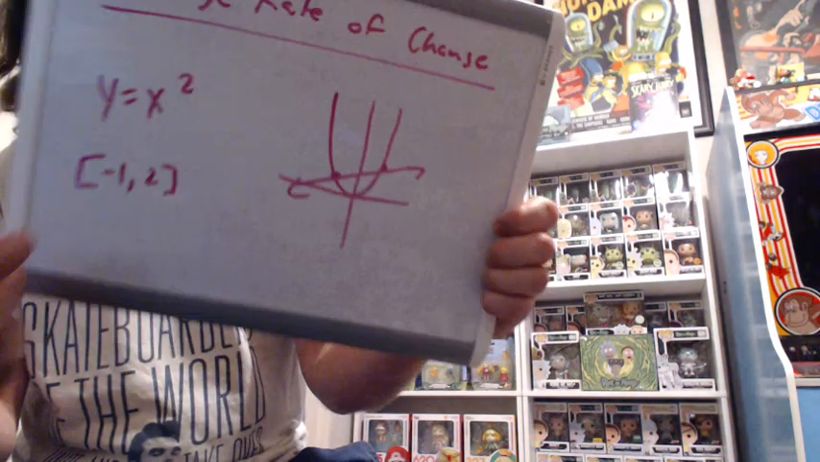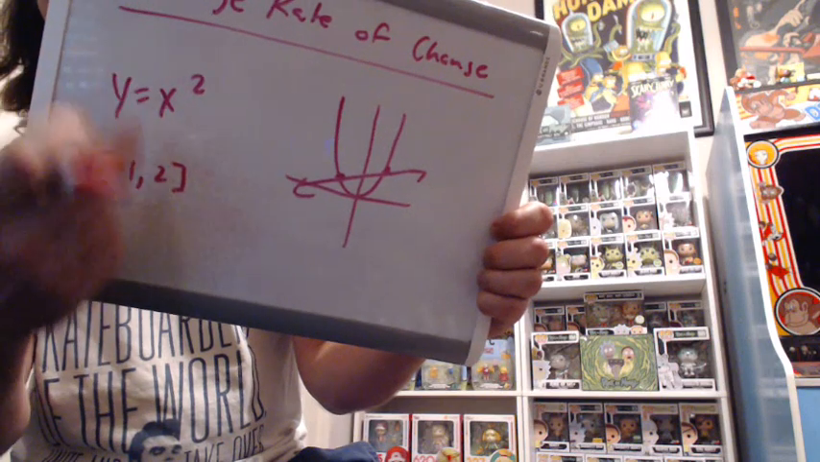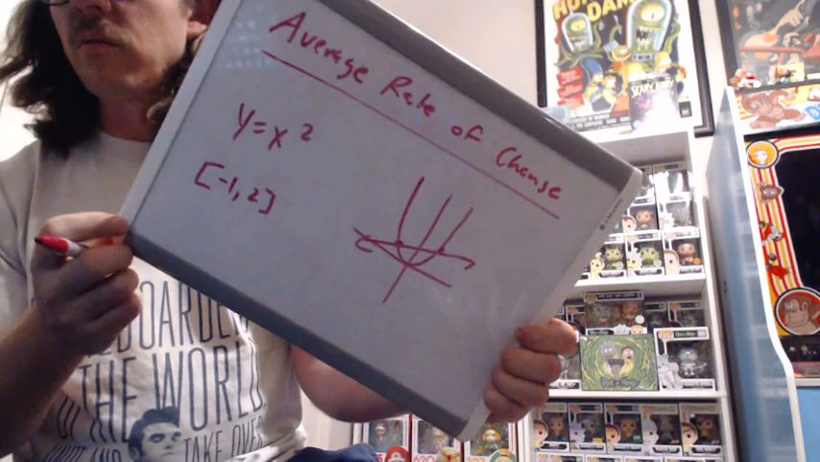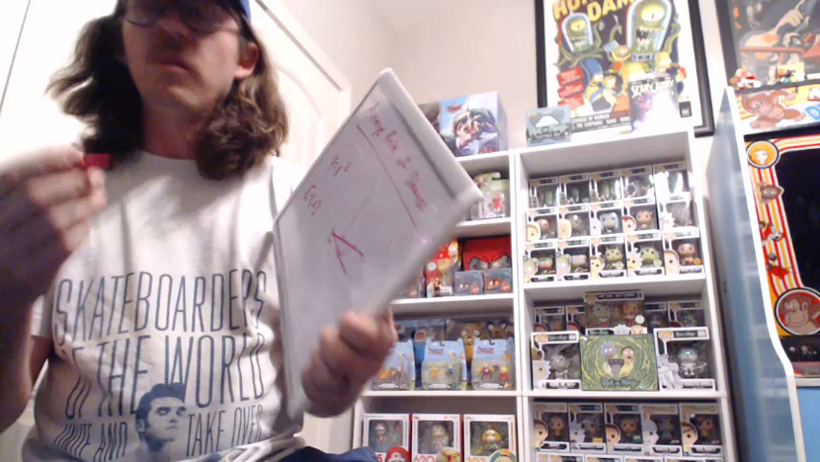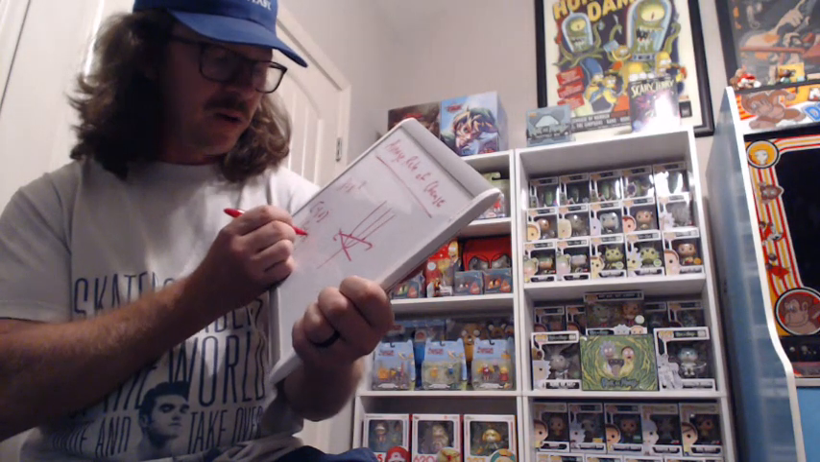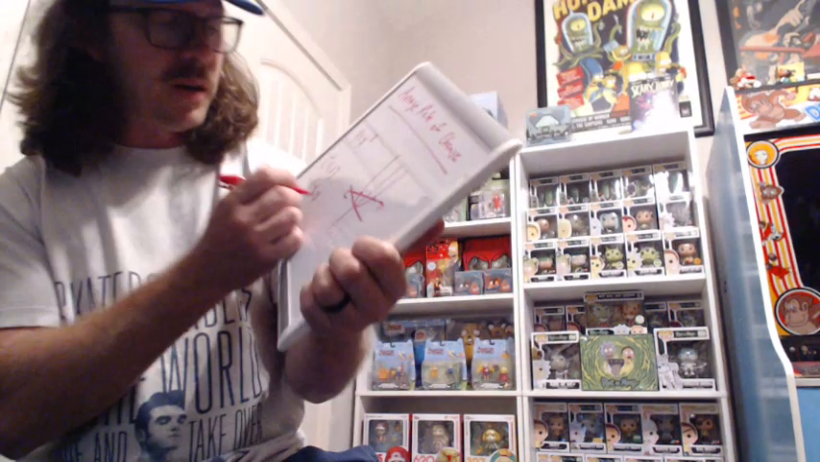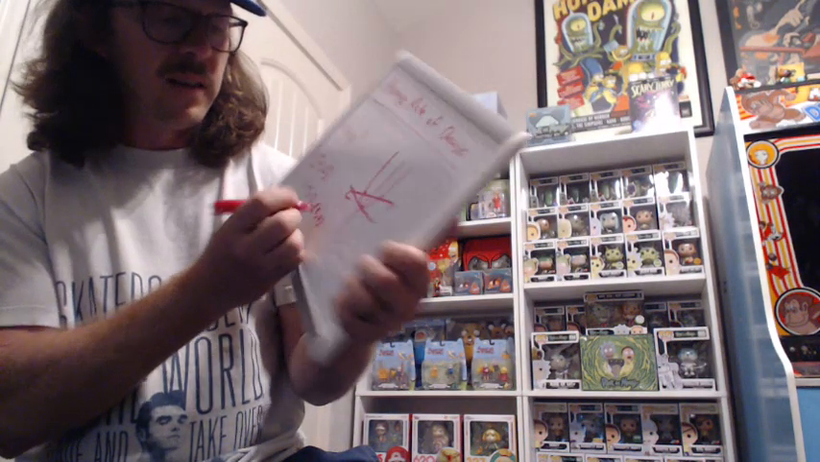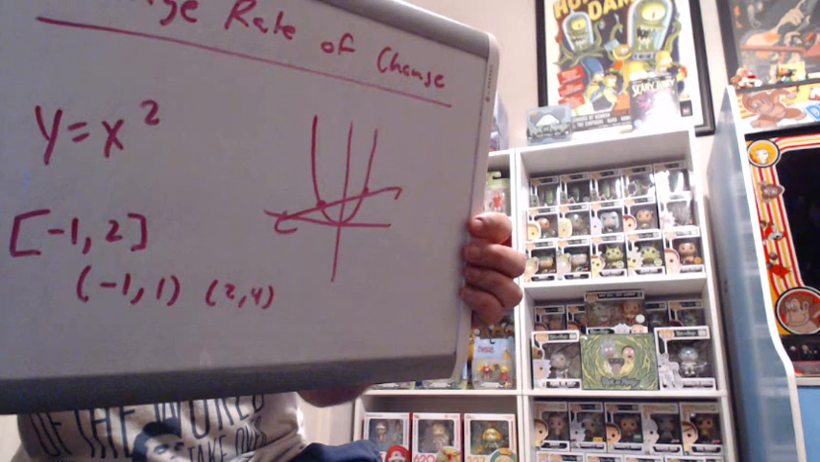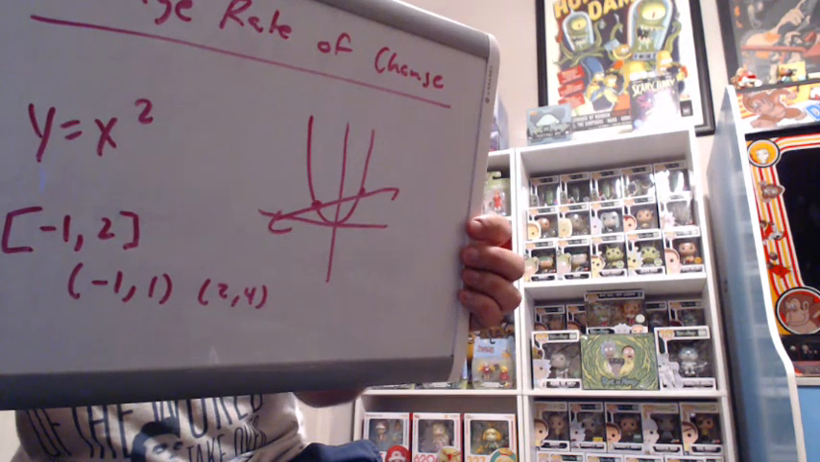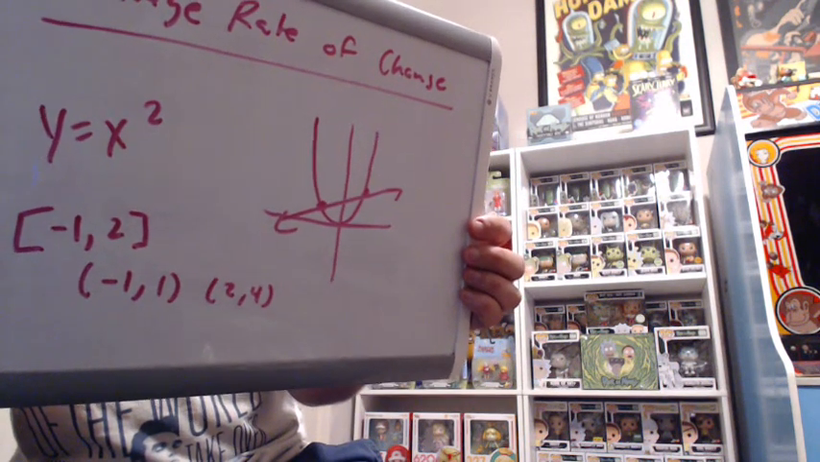So let's picture this. If I put that -1 right here, what's -1 squared? Well, -1 squared is 1, so we got -1, 1. And what's 2 squared? Well, 2 squared is 4, so we got the point 2, 4. See that? So -1, you put it in, you get a 1. 2, you plug it in, you get a 4.